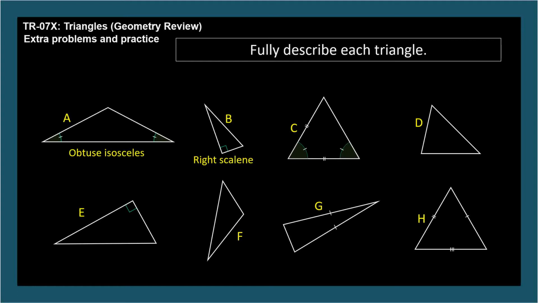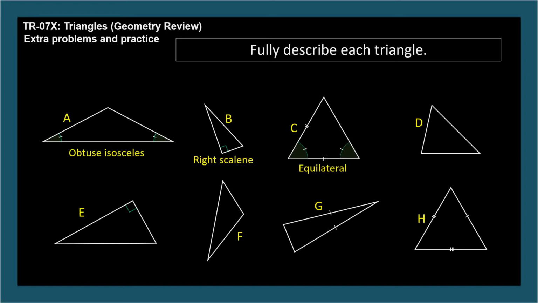Triangle C is an equilateral triangle. 2 angles are shown to be congruent, so their opposite sides are congruent. We're also told that one of these sides is congruent to the side at the bottom of the triangle, so all 3 sides must be congruent, making this an equilateral triangle. All equilateral triangles are acute, so we don't use acute, right, or obtuse when describing them.